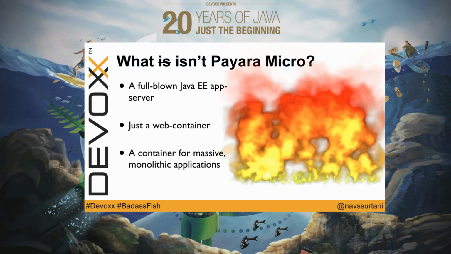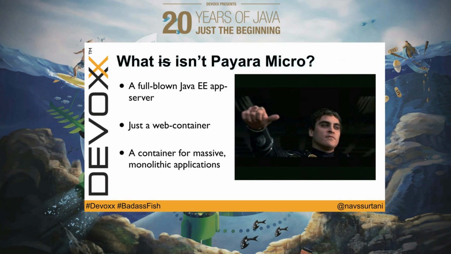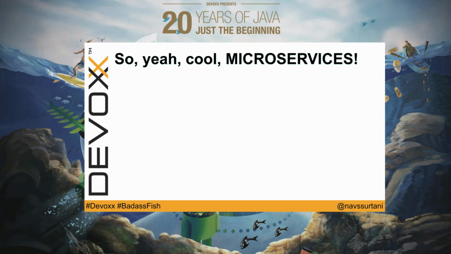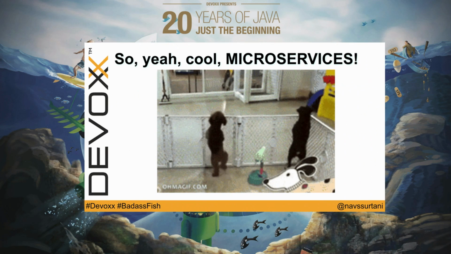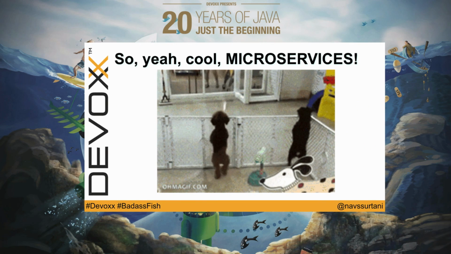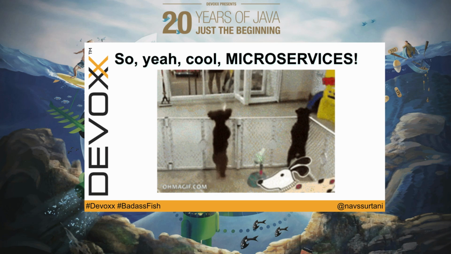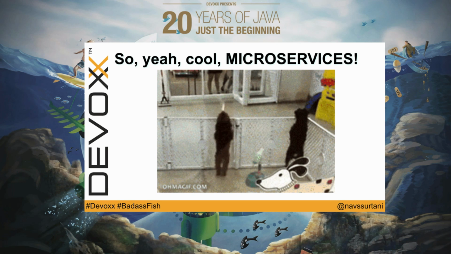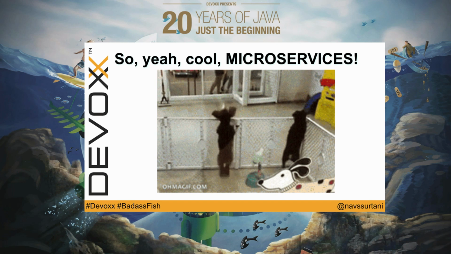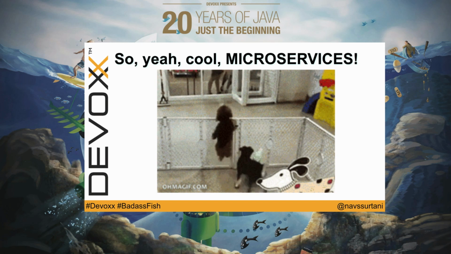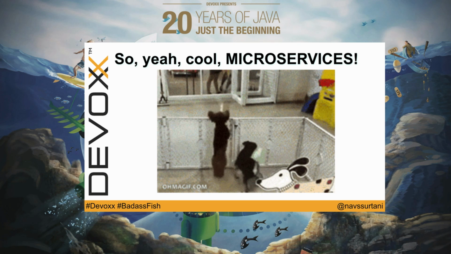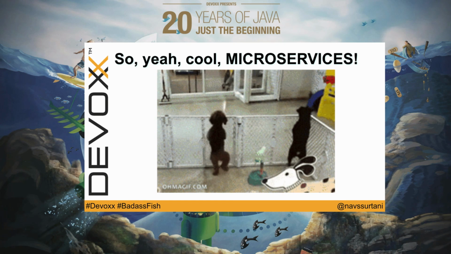Neither is it a container for massive monolithic applications, because ultimately this is here to talk about microservices, and we want to make sure our deployments are small. So, microservices, right? We're all ready in there, waiting to be let out of that cage, to re-architect things, to build these small applications that'll be very nice and easy to manage.